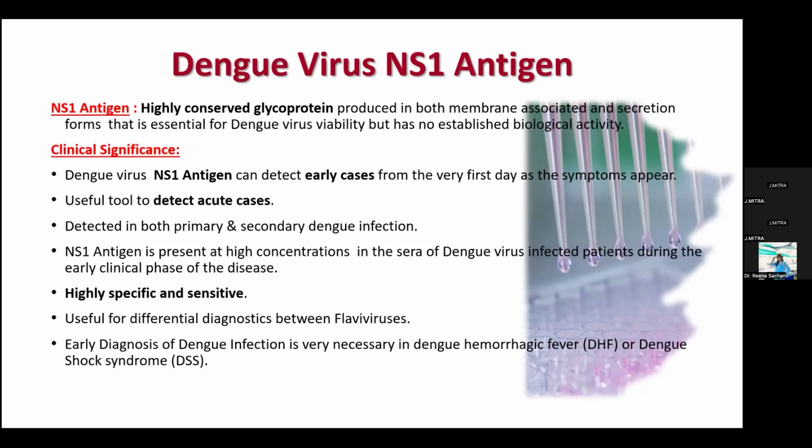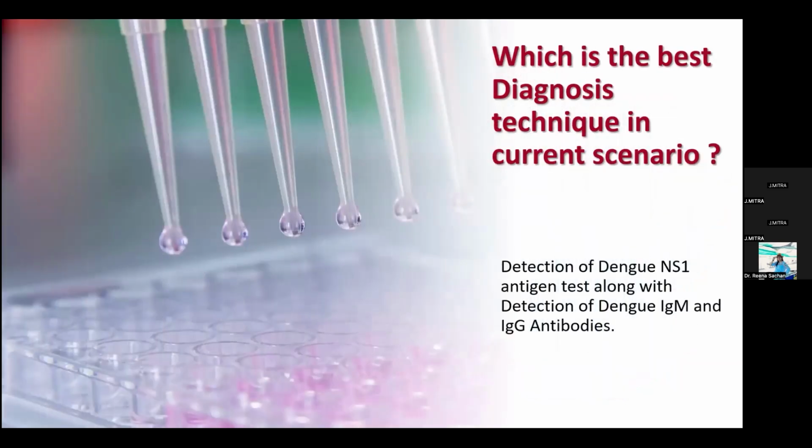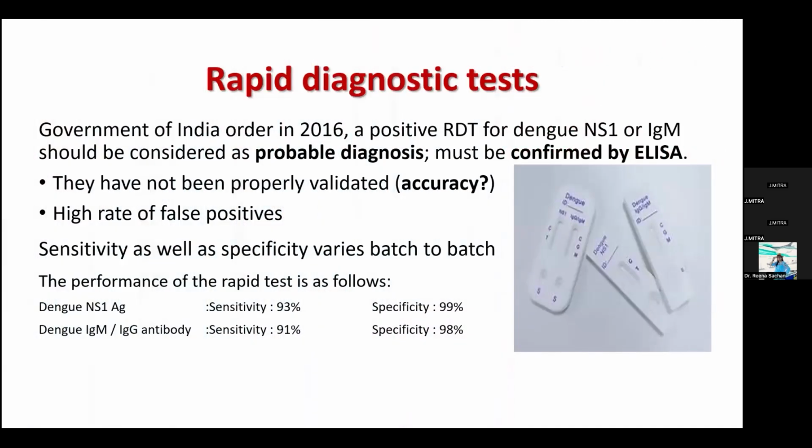And it is also useful to differentiate between the different flaviviruses as well. And it helps in early diagnosis of dengue infection when it is very necessary, such as in cases of dengue hemorrhagic fever or dengue shock syndrome. So which is the best diagnostic technique in the current scenario? That question comes to our mind. The answer is that detection of dengue NS1 antigen test along with detection of dengue IgM and IgG antibodies appears to be the best method.